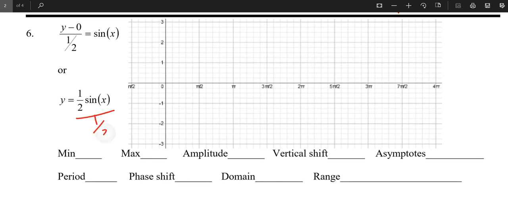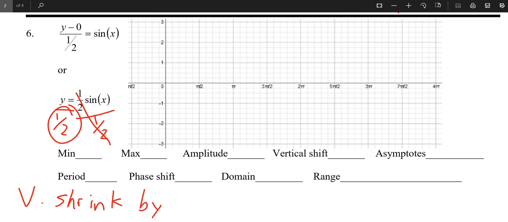Okay, so if I divide by 1/2 on both sides, I see that we have what's going on to the vertical. That's a vertical shrink by 1/2. Everything else is staying the same, right? My center line hasn't changed. My amplitude hasn't changed. My period hasn't changed. Or has any of that changed? Did I mark anything down wrong? The amplitude is not 1 anymore, folks. What is it? It is 1/2.